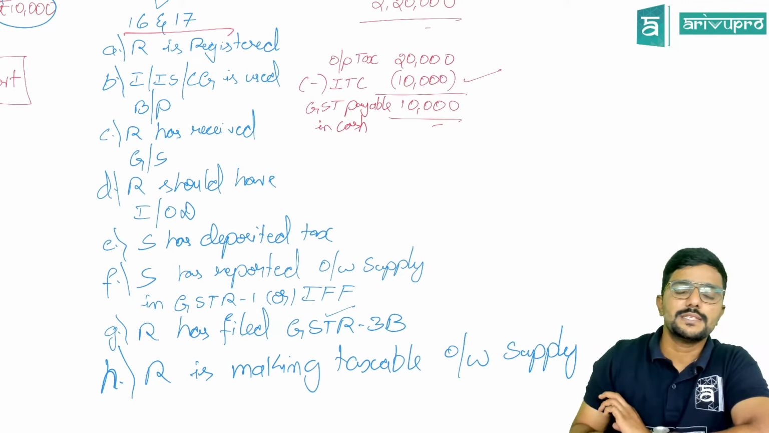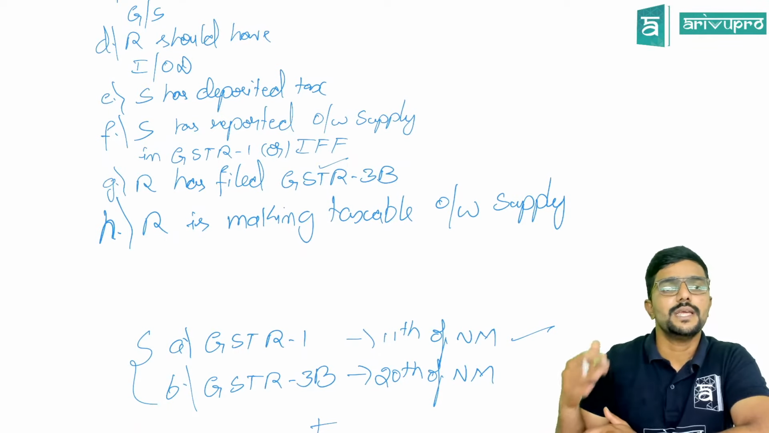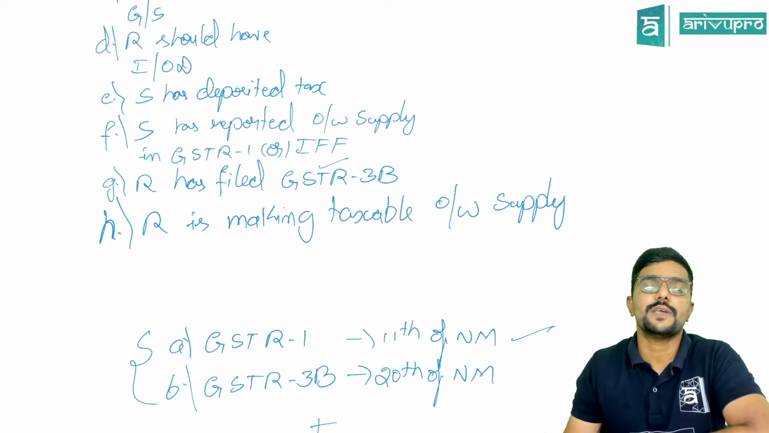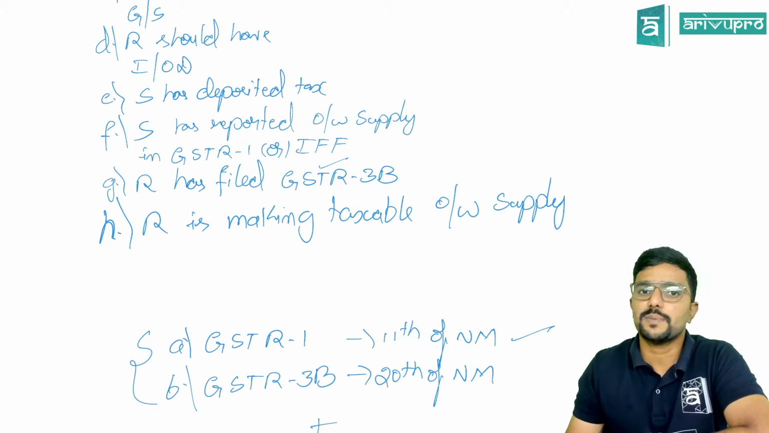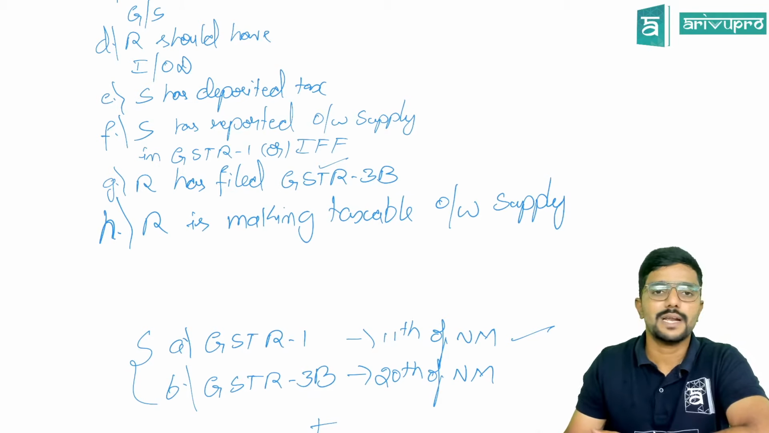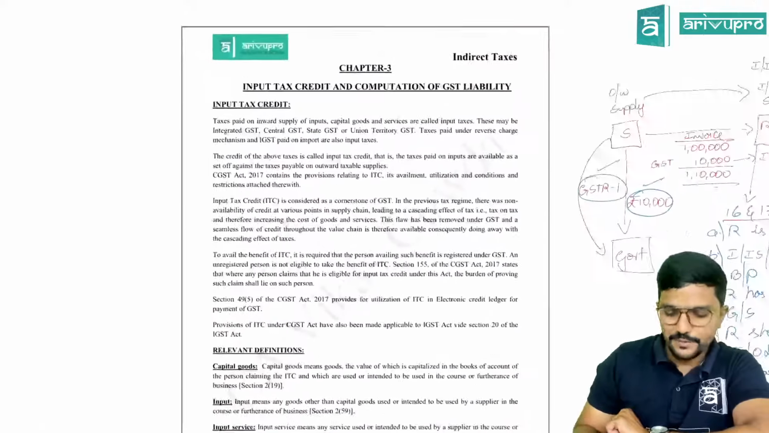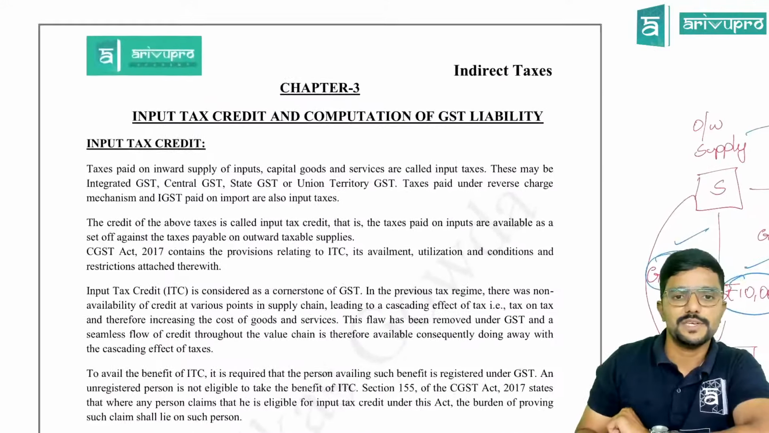Then the recipient is making taxable outward supply. Only then will he be able to claim the credit of input tax. If his outward supply is exempt under GST or nil rated under GST, he cannot claim the credit, guys. Clear? Chalo. So now we will get into our material. We will see one by one.